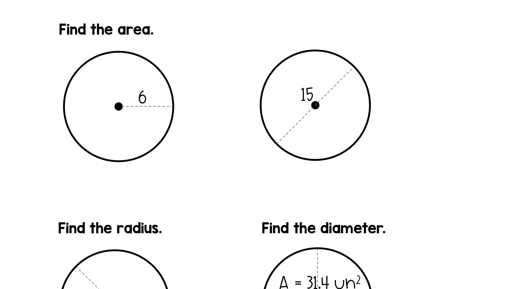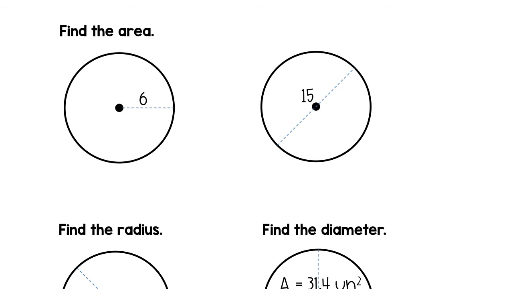So let's do some practice with this. Find the area of the first circle on the left. The radius is 6. The area is pi r squared. R is 6, so the area is pi times 6 squared. That's 36 pi units squared, or multiply by 3.14 and we get about 113.1 square units.